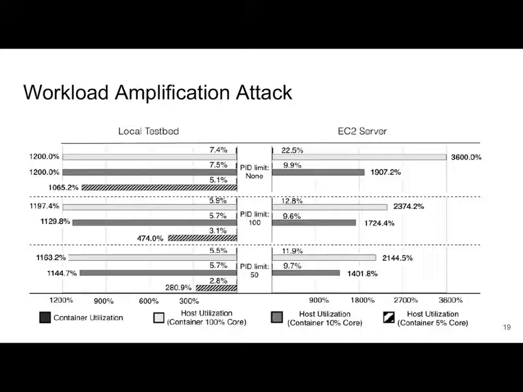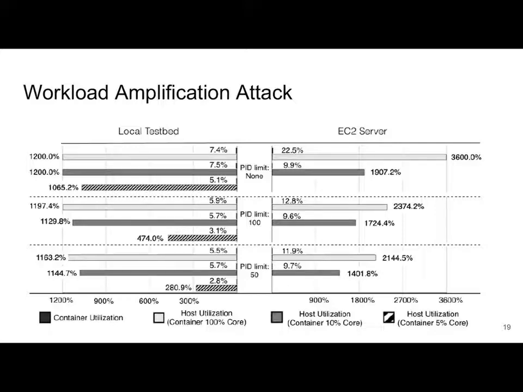In our local test bed, we have 12 cores, and one is assigned to our user container, which is charged for only 7.4%. But in actuality, it is using 1200%. So that's the change we are seeing in our local testbed. The same on the EC2 server: our process running in our user container is charged only 22.5%, but actually it's running on all 36 cores, which is utilizing 3600% of the core.